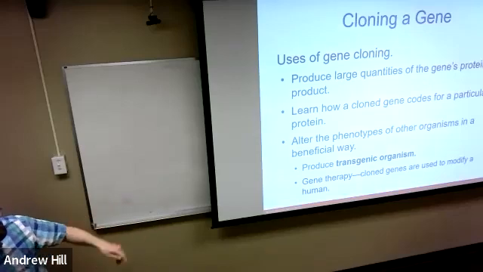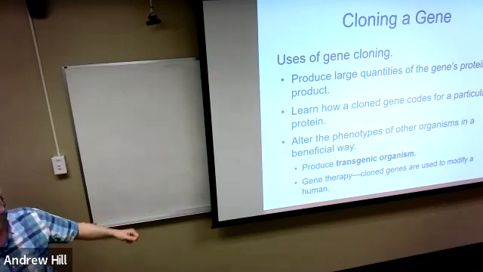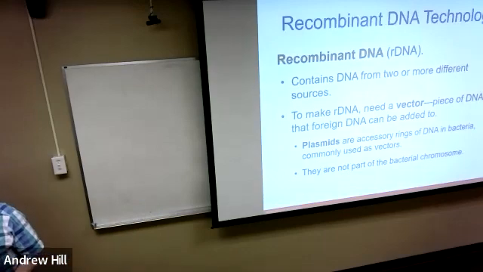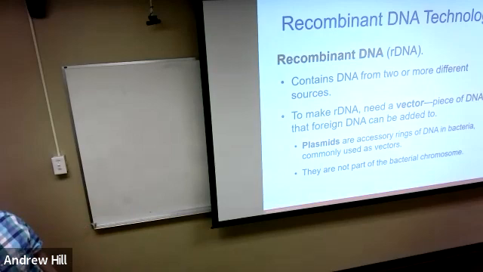Now there's also gene therapy. This is where you take cloned genes and use them to modify humans. Okay, we're going to talk about that in more detail later. So right now we're just doing a lot of terminology. So transgenic is when you take a gene that's foreign to an organism and put it in the organism. Another term is recombinant DNA or rDNA. This is DNA from two or more sources.